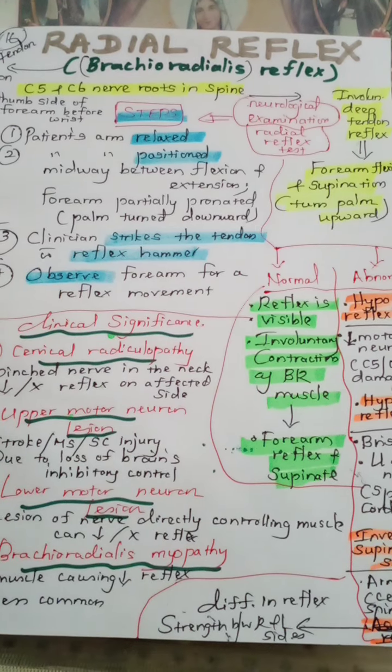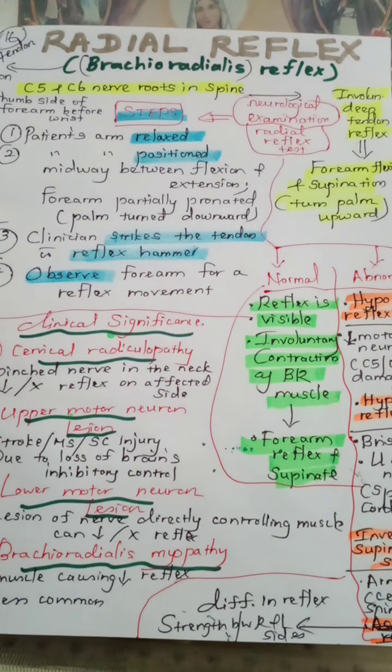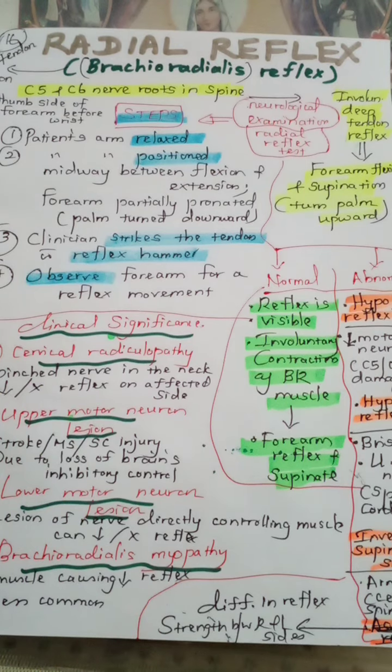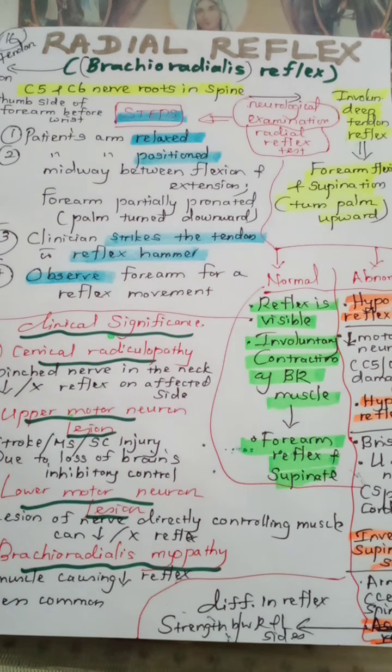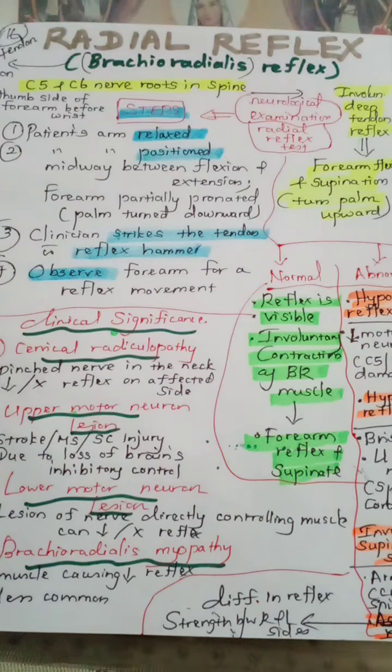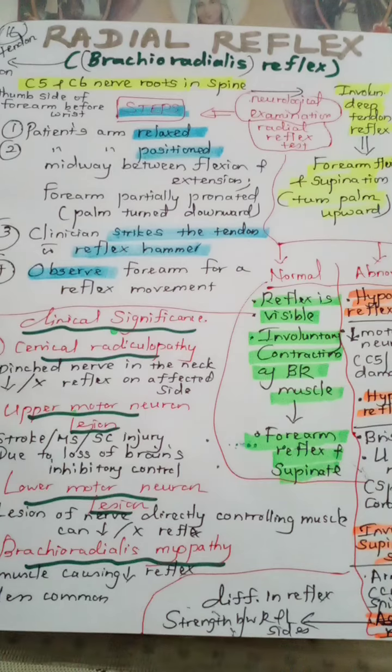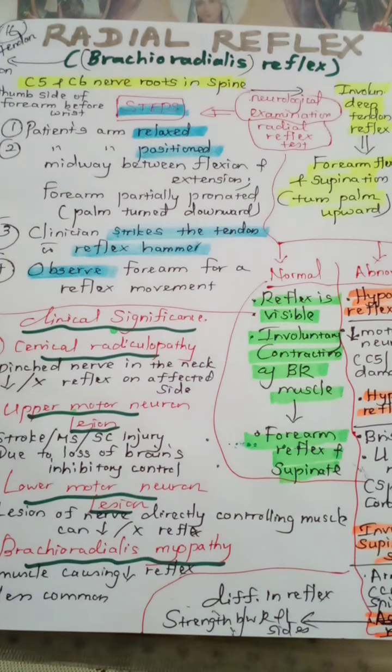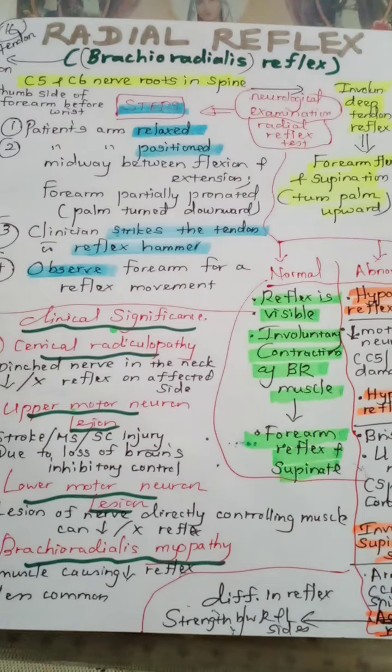Then what happens? The clinician strikes the tendon with a reflex hammer to observe whether the forearm moves in response to the reflex. So if the person is normal, the reflex will be visible. It will be an involuntary contraction of the brachioradialis muscle, and the forearm flexion and supination would be observed.